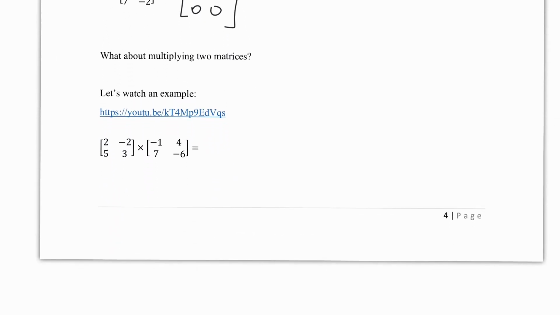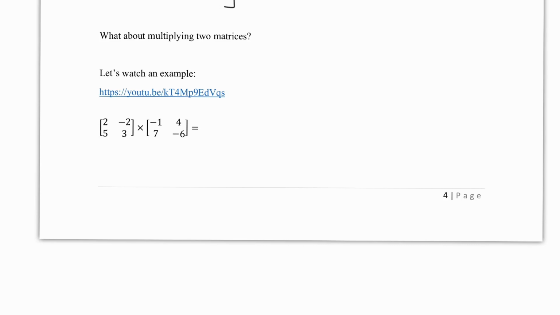Now, what about multiplying two matrices? Well, this is a little bit tricky, a little bit more involved. If we have two matrices here and we need to multiply them, you might think we do 2 times negative 1 and then negative 2 times 4 and 5 times 7 and 3 times negative 6, where you multiply corresponding entries. And this is actually a type of multiplication, but it's not the type of multiplication we're going to be looking at.